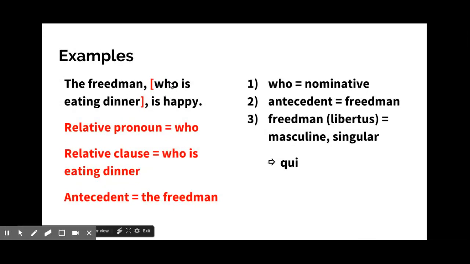The freedman who is eating dinner is happy. Who is eating dinner is the relative clause. The relative pronoun is who. The antecedent, the word that who refers back to, is the freedman. Who can only have a nominative translation, so that makes your job a little bit easier. The antecedent is freedman. The word for freedman is libertus, which is a masculine singular noun. So in order to create your pronoun, you need a masculine singular nominative pronoun. You need the pronoun qui.